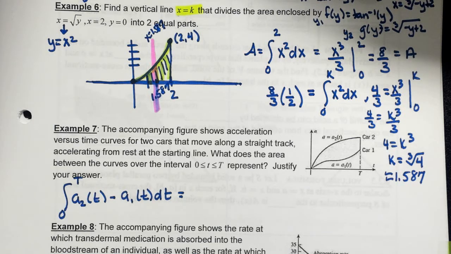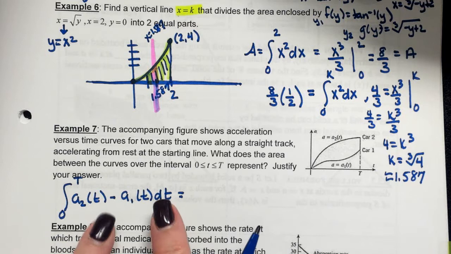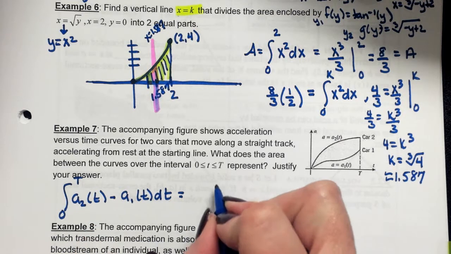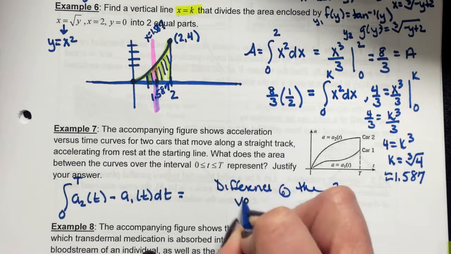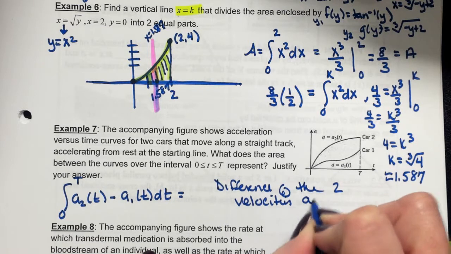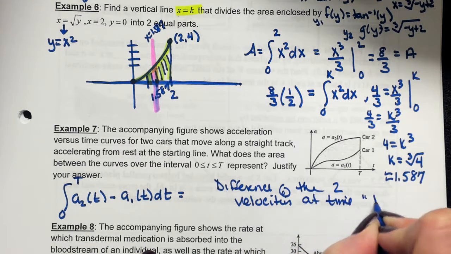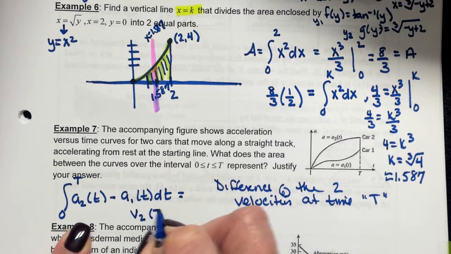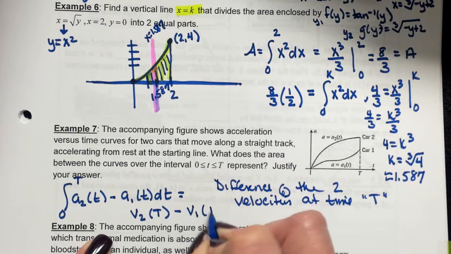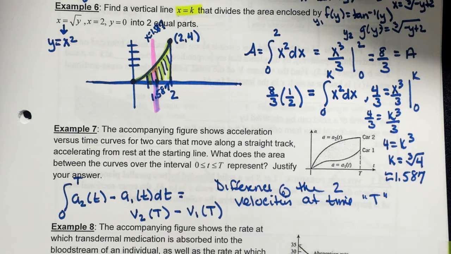So what happens when I integrate acceleration? It gives me the velocity, exactly. So now let's talk about what the area between these two curves actually represents. It represents the difference of the two velocities at time t. Because again, if I integrate this acceleration, that's going to give me the velocity at time t. So it's the difference of your two velocities. That's what the area between those two curves represents.